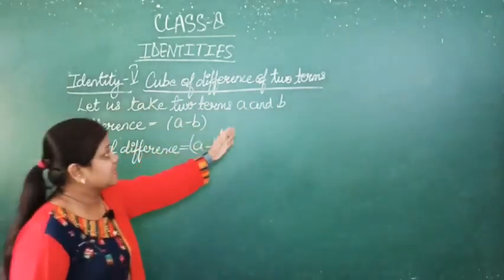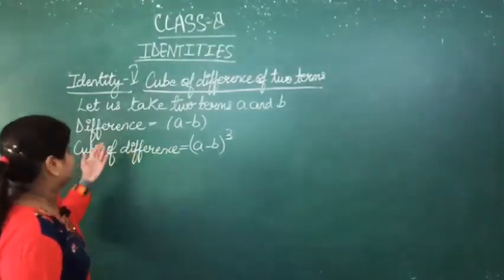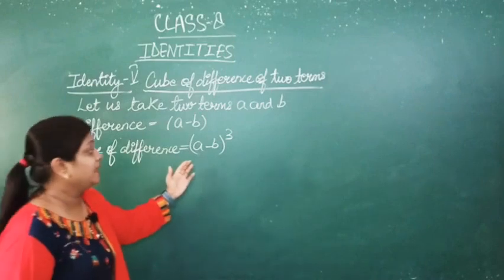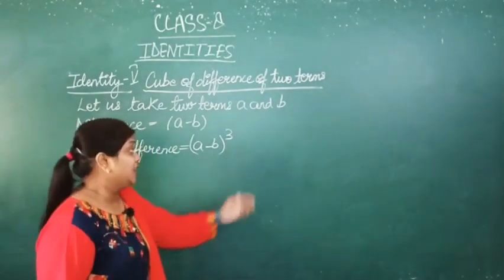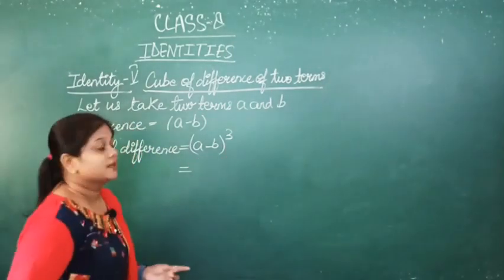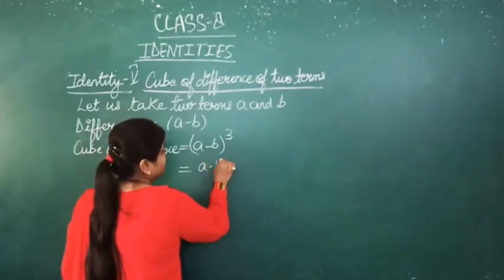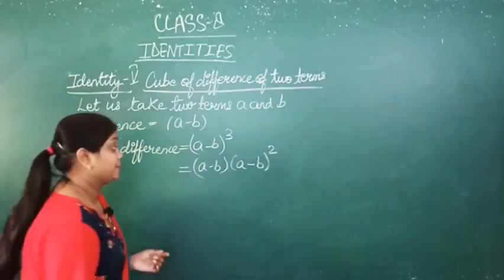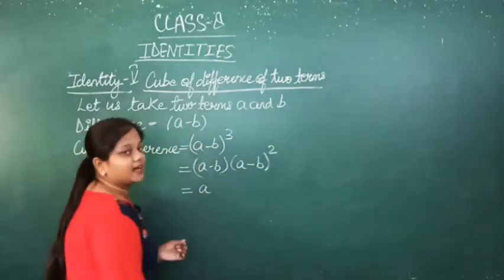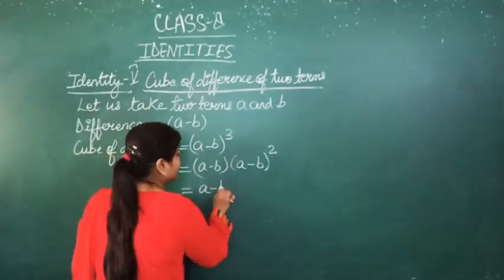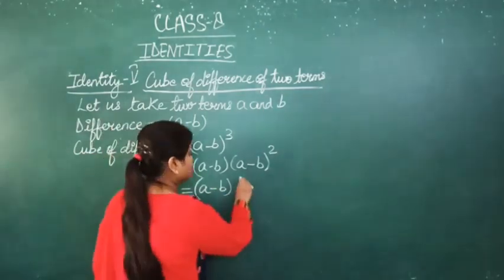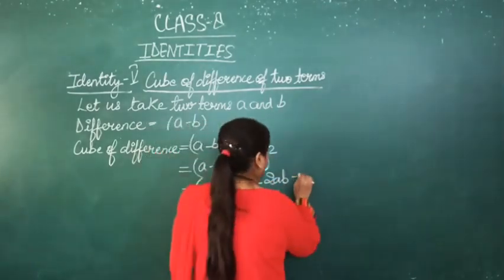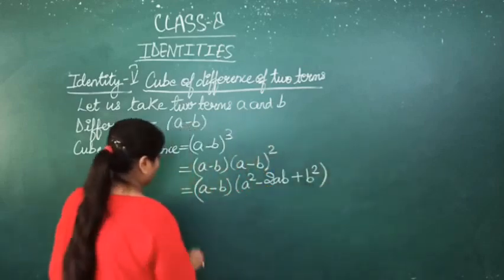Let us take two terms a and b. Their difference will be a minus b. Cube of difference will be (a minus b) whole cube. Using our properties of exponents, we can write it as (a minus b) into (a minus b) whole square. Using our third identity, we can write here (a minus b) into (a square minus 2ab plus b square).